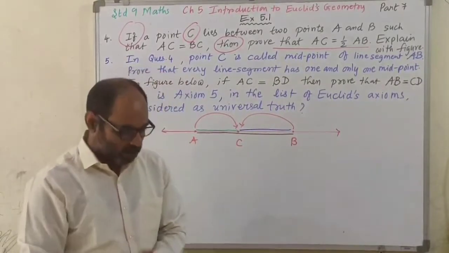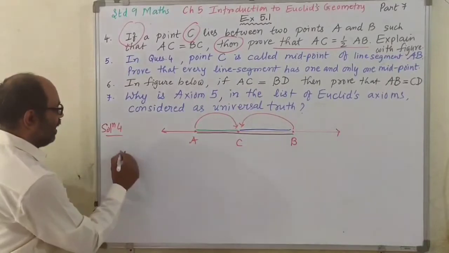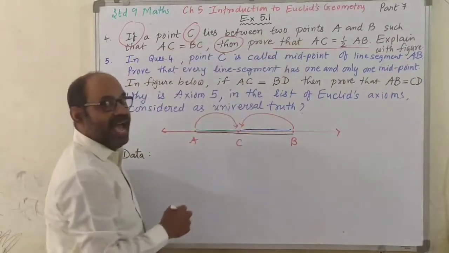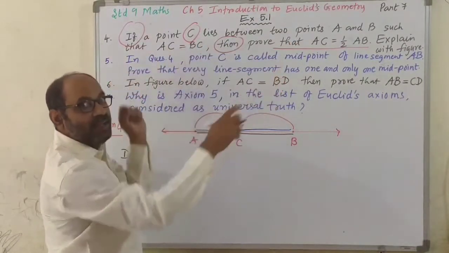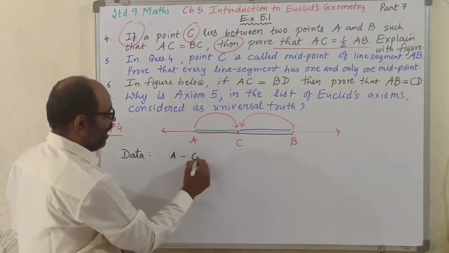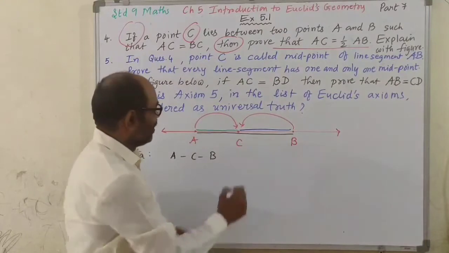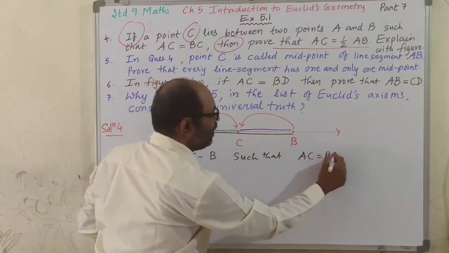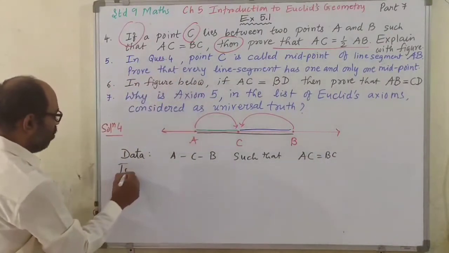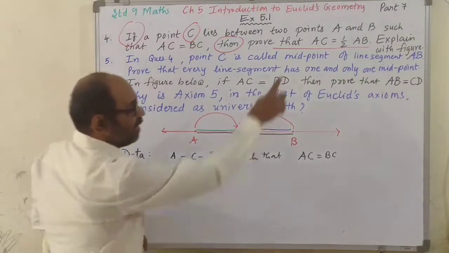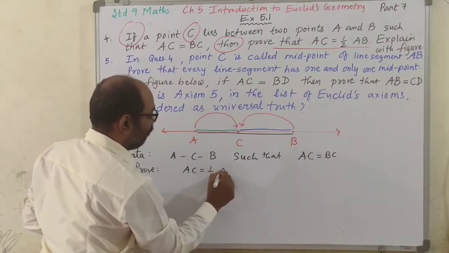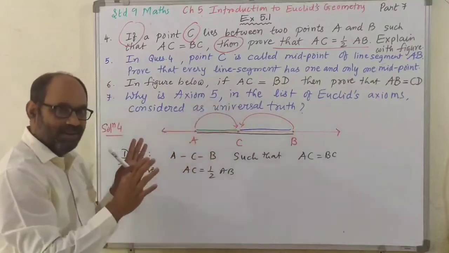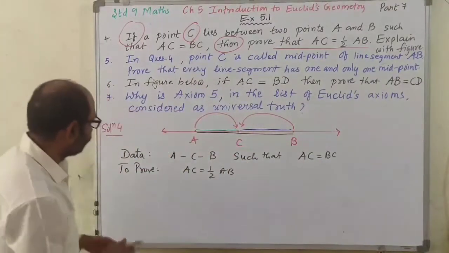Alright, let's see how to prove. First, I am going to write the data. What is given? C is between A and B. You do not have to write the full statement. You can write symbolically: A-C-B, such that AC equal to BC. This is given in the data. To prove what? AC is equal to half of AB. AC means this green segment and AB means the black segment on the line. Alright, let's prove.